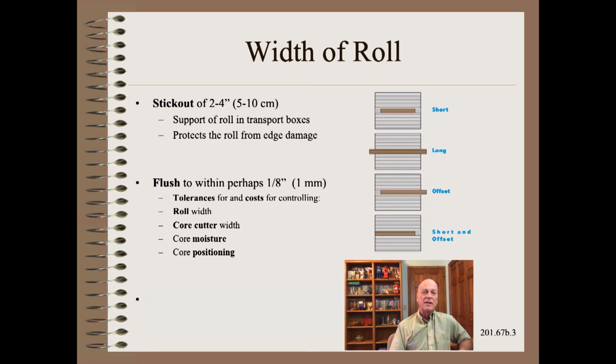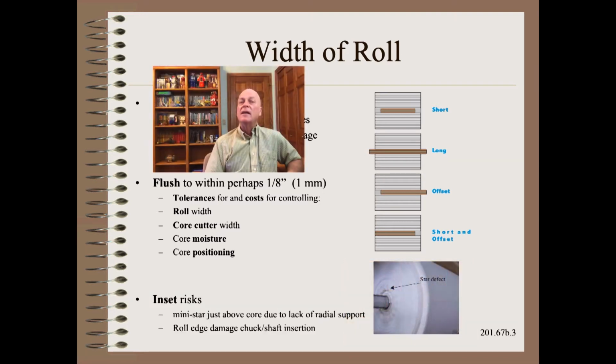Economics must also be considered. Tight core width tolerances may require a secondary core cut instead of just a primary cut on the core winder. Tight core width tolerances also may require tight moisture control during manufacturing and even moisture control conditioning rooms inside the customer's plant. An intentional inset is usually not a good idea because it can cause a mini star just above the core. It can also invite roll edge damage due to the chuck or shaft insertion.